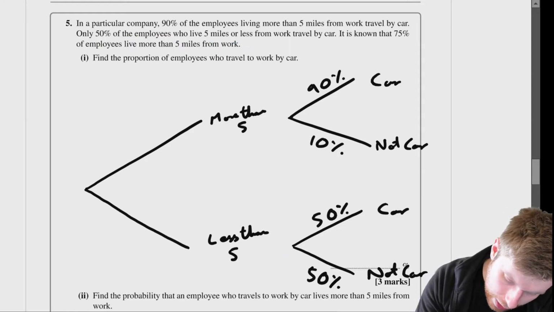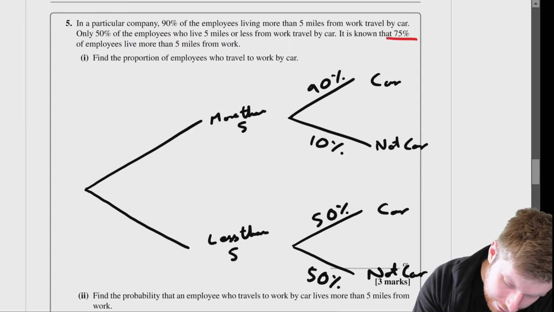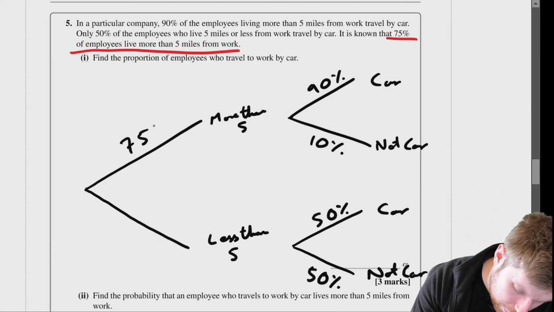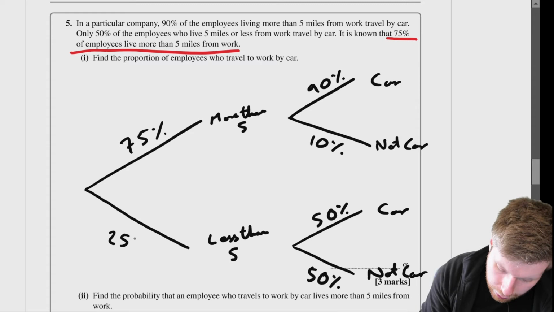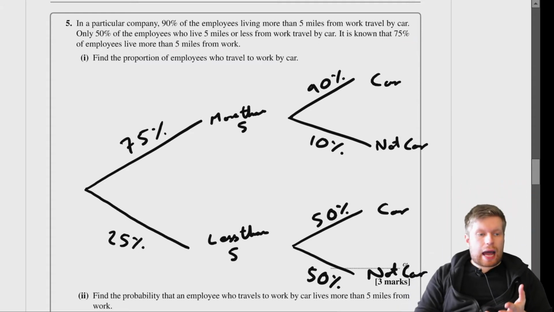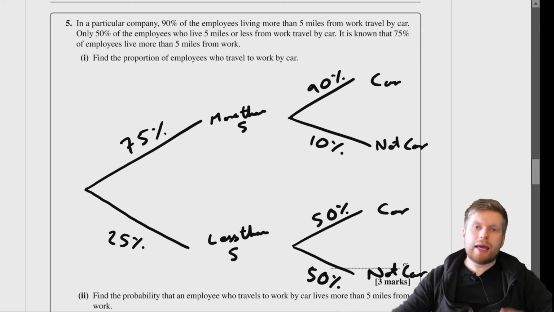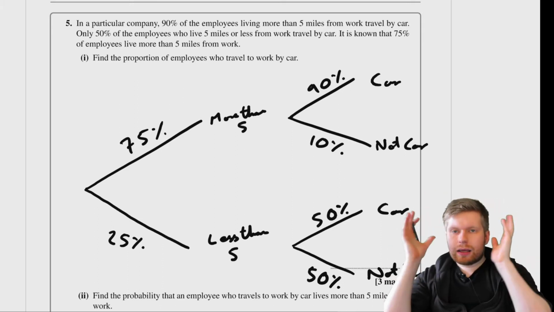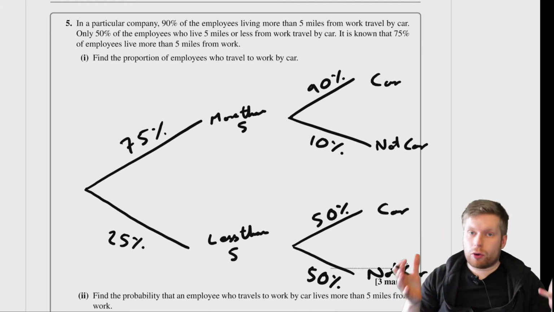Okay? And then finally, you're told that 75% of employees live more than 5 miles from work. So 75% of the people live more than 5 miles from work, which means 25% don't. So you notice the way that I filled that out. I first of all figured out what order these branches had to come in. Is it whether they live more than 5 miles from work or not first, or is it driving to work by car or not first?